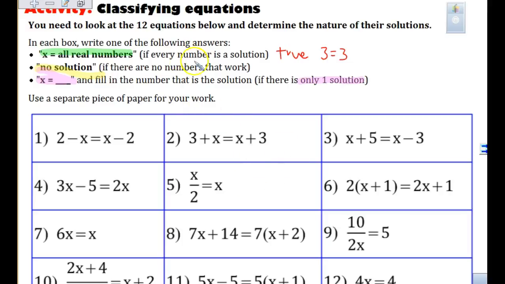Okay? So when we look at no solution, that's when we had a false statement, right? A false statement like 3 equals 0. And then this is where we get X equals a number.